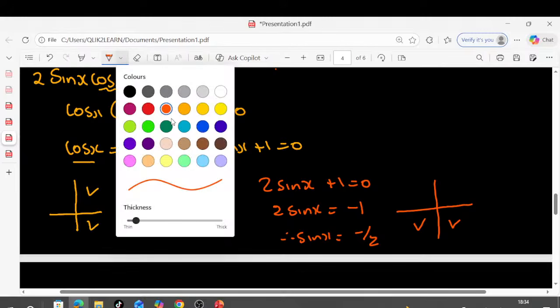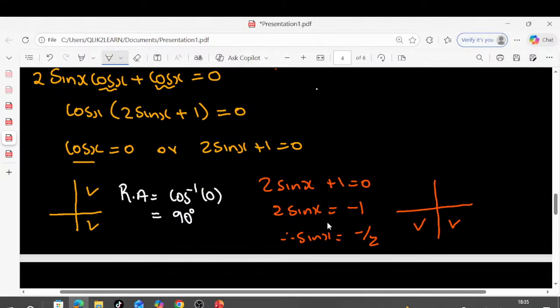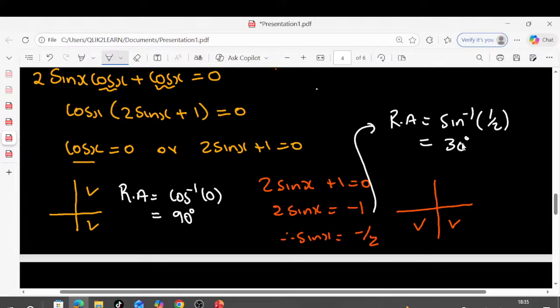Therefore, what's next? We need the reference angle. We need to find RA for this side, which will be the sine inverse of 1 over 2. Please just use 1 over 2. Don't include the negative now. Remember, the negative tells us which quadrant we need to work on. And if you find this, what will be your reference angle? 30 degrees. Guys, there's too much work that we need to do. This is 6 marks, right? There's too much work that we need to do.